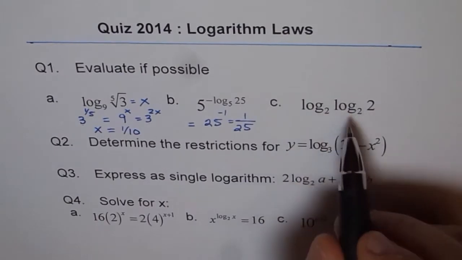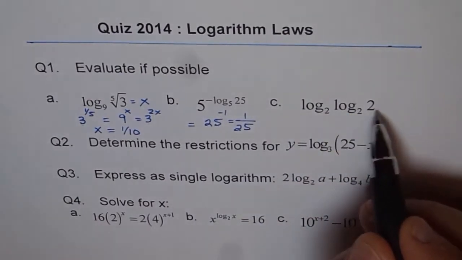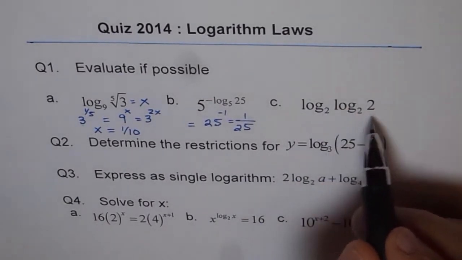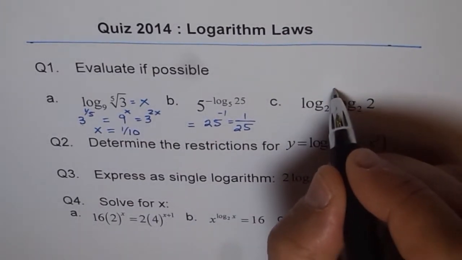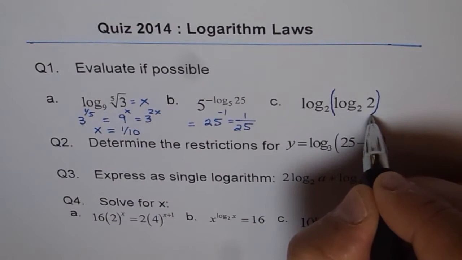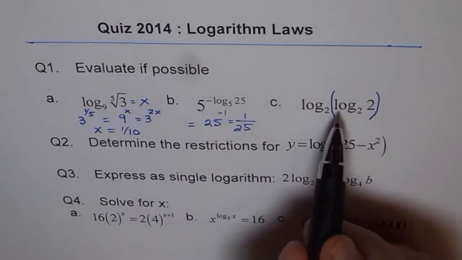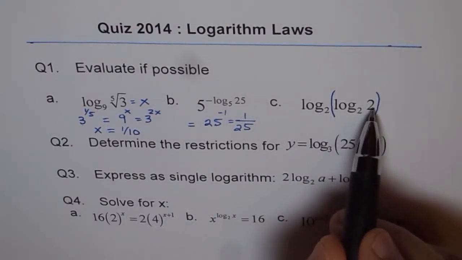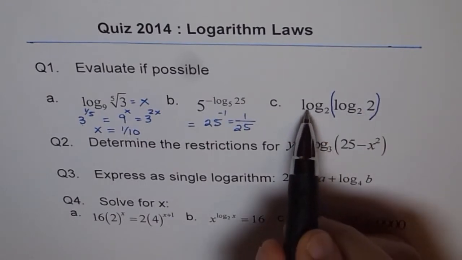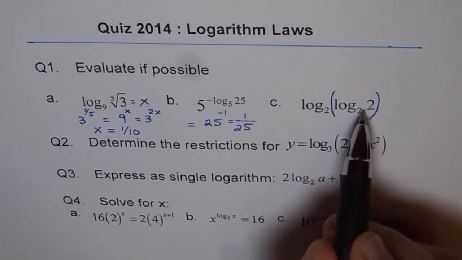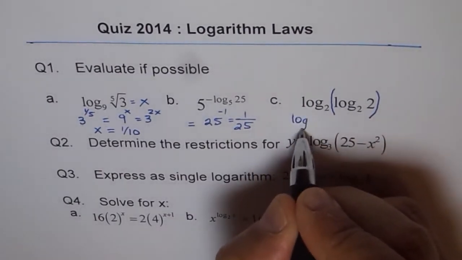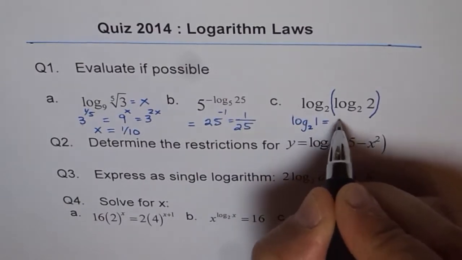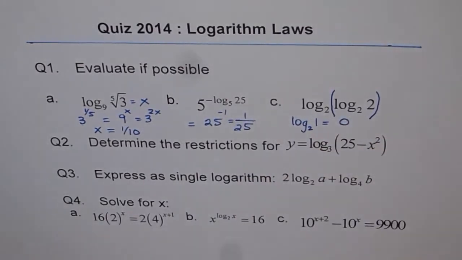Part C. We should start from the right side. Well, this is inside, that is outside. Think like this. Now log base 2 of 2 is what? It is 1. Correct? And log base 2 of 1 is? Log of 1 is always 0. So we can write this as log base 2 of 1, which is equal to 0. And that is our answer for this.